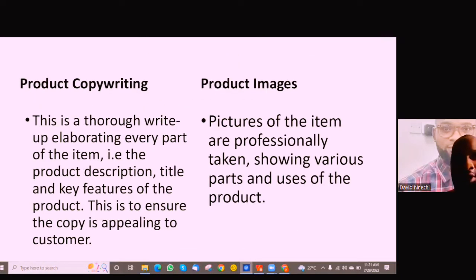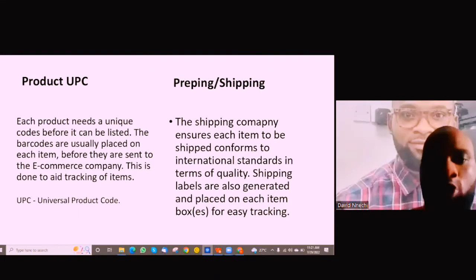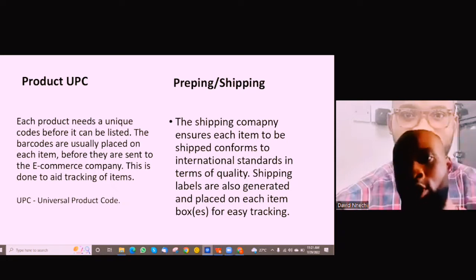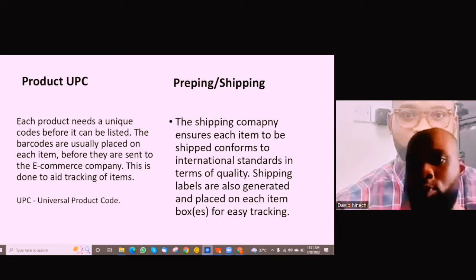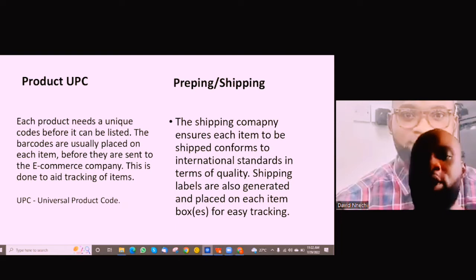Product copywriting, describing your products, copy to describe your products. Product image, professionally showing every part and uses and features of your product. Product UPC, barcode. Every product needs a barcode. Call them UPC, Universal Product Code, which will be used to list your product on that platform, Amazon, for an example. And then when you go to your shipping company, they will now prepare your product, put in that barcode, pack it in a box, and then send it to the e-commerce facility. Probably if it's the US, you want it, Amazon, then they will ship it there for you.